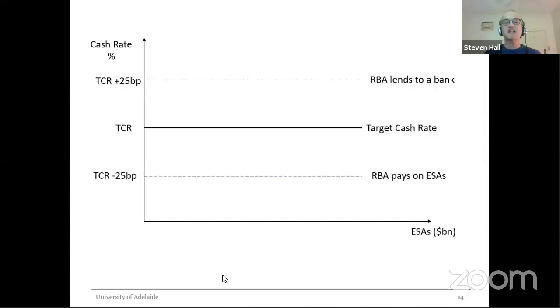The Reserve Bank has managed to hold the cash rate at its target level because banks holding more exchange settlement account reserves than they need have an incentive to lend those reserves because they'll get a 0.25% higher interest rate if they do that. And banks running short of exchange settlement account reserves have had an incentive to borrow them overnight from other banks because it's cheaper than borrowing them from the RBA.